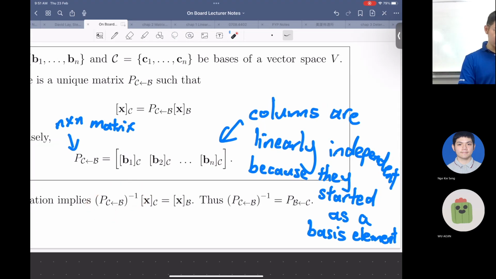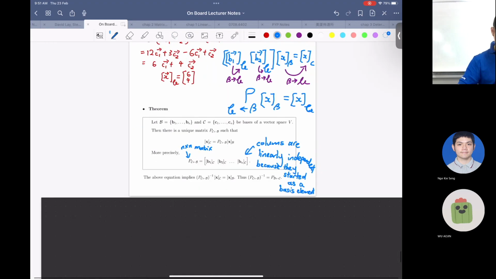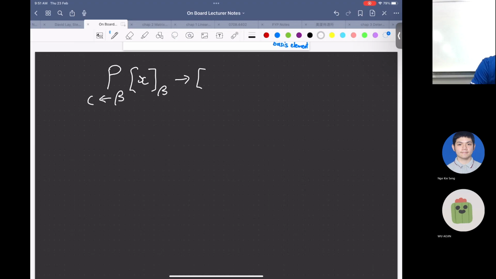So what can you do with the inverse? You can multiply the inverse on both sides, and then you actually get that the inverse of P_B to C is P_C to B, okay? Let me show you this thing. So let me write it here. Okay. So what do we have just now? We have a change of basis from B to C. When you multiply the coordinate vector in B, you get the coordinate vector in C.